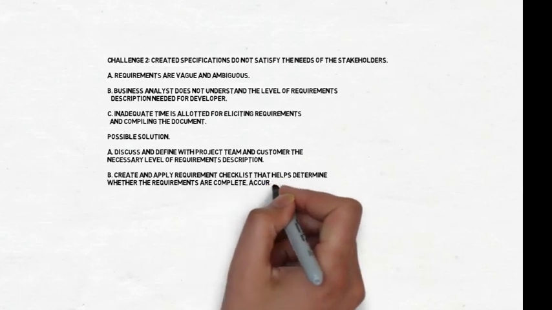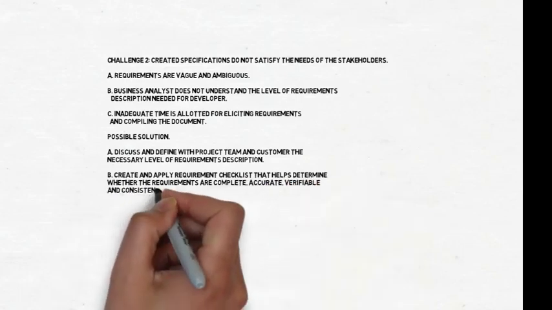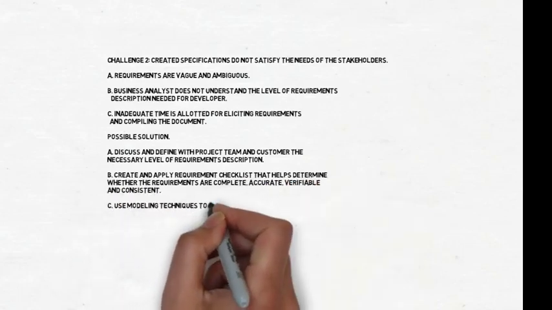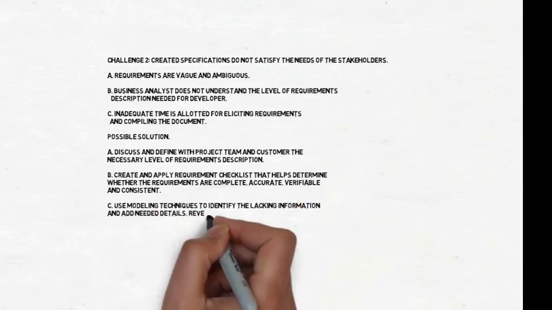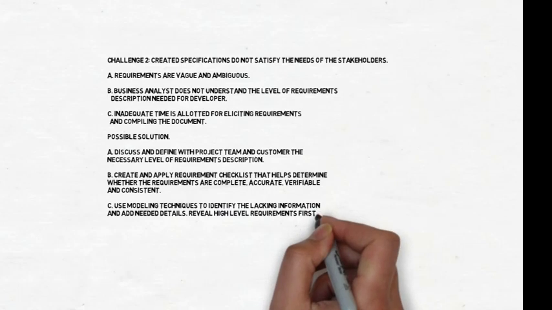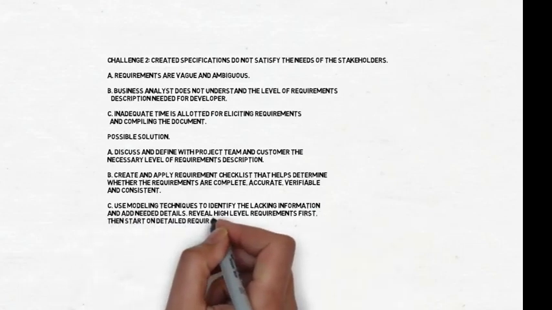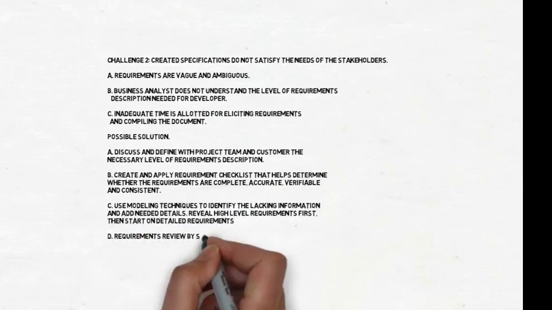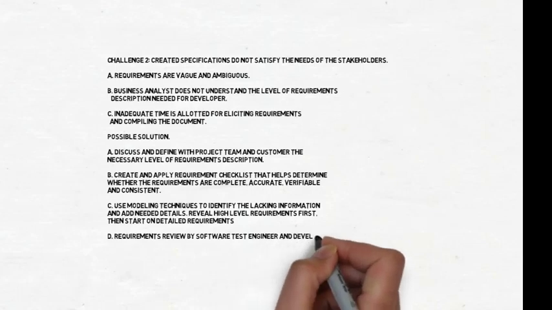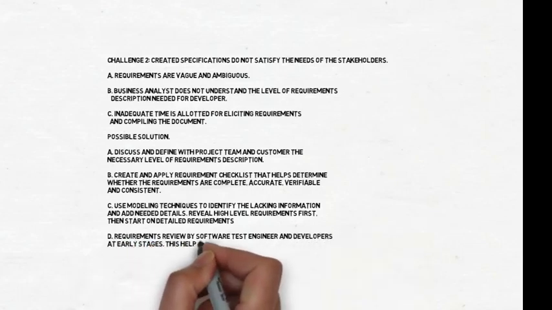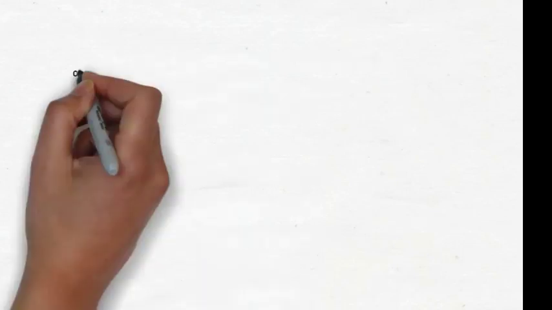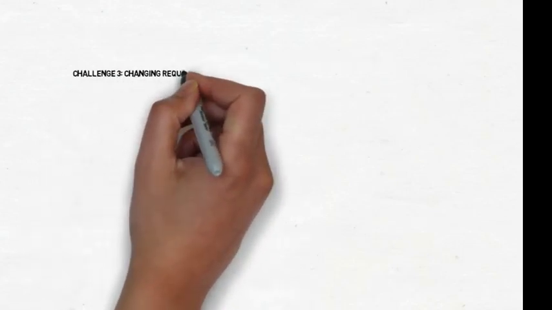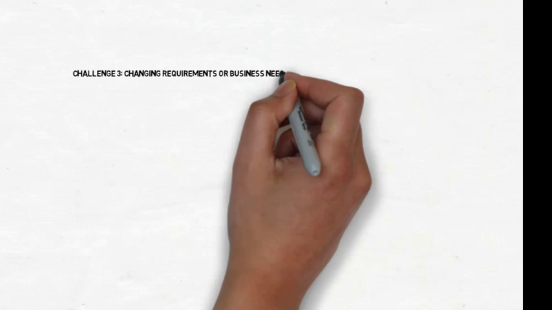Use modeling techniques to identify the lacking information and add needed details. Reveal high-level requirements first, then start on detailed requirements. Requirements review by software test engineer and developers at early stages. This helps check requirements for some quality issues and verifiability. Challenge 3. Changing requirements or business needs.